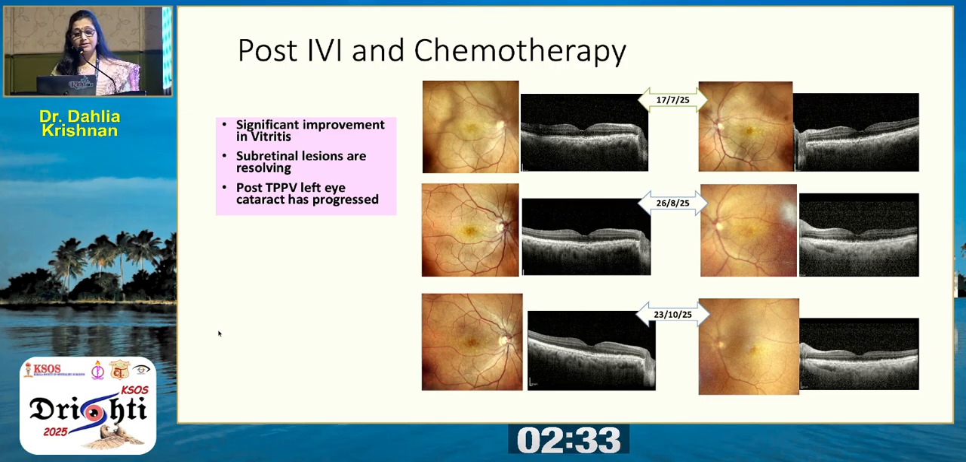So post intravitreal injections and the chemotherapy, there is significant improvement in vitritis. The subretinal lesions are resolving, and the patient is going to have 9 months of intravitreal treatment. And also they are planning for a bone marrow transplantation for this patient.